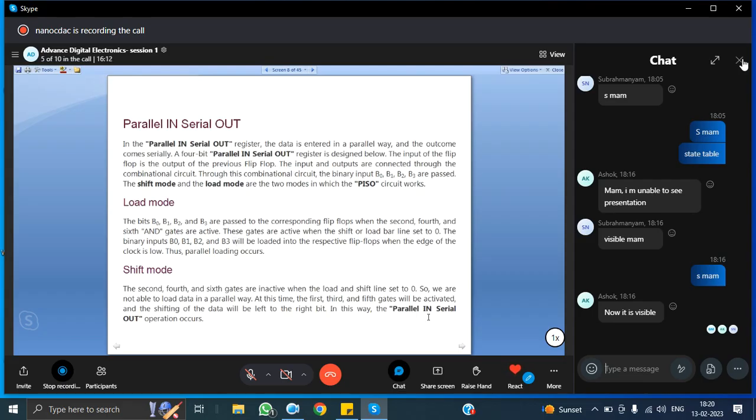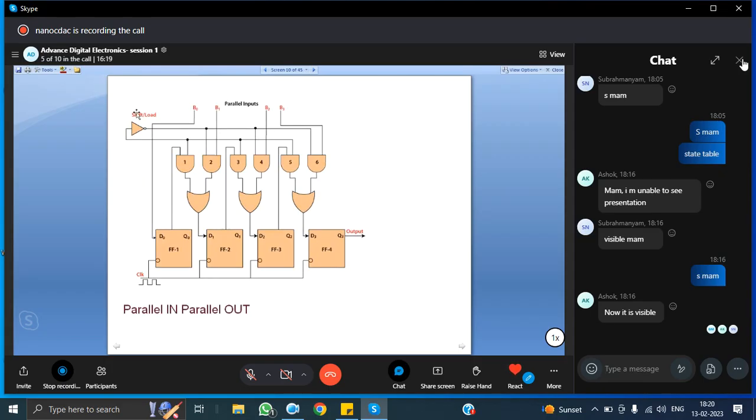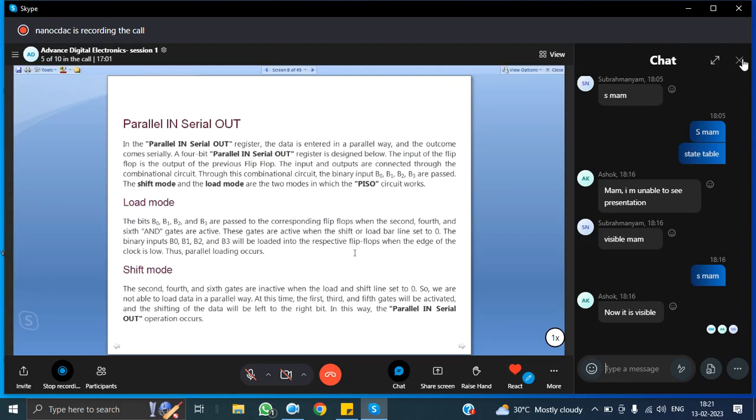Here you have shift mode. In shift mode, the second, fourth and sixth gates are inactive and the load and shift line are set to 0. So we can analyze by using this block diagram. Here you are giving the parallel inputs B0, B1, B2 and B3. For shift and load, don't wonder what these three are: these three are nothing but 2x1 multiplexers. Why were 2x1 multiplexers placed? Because they decide whether it is shift or load.